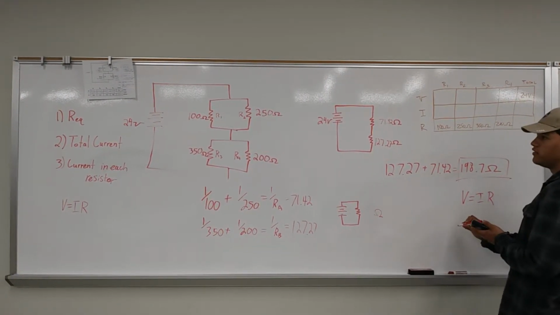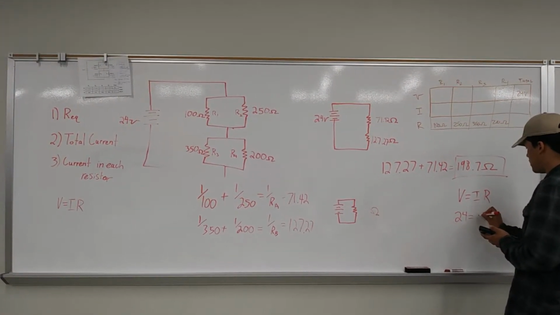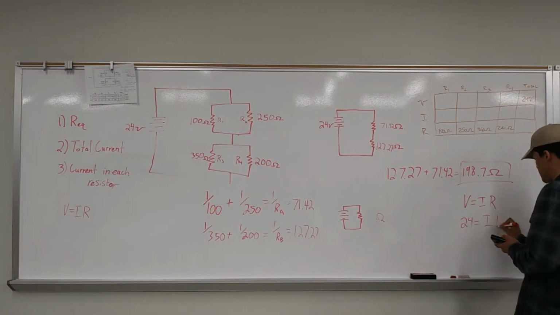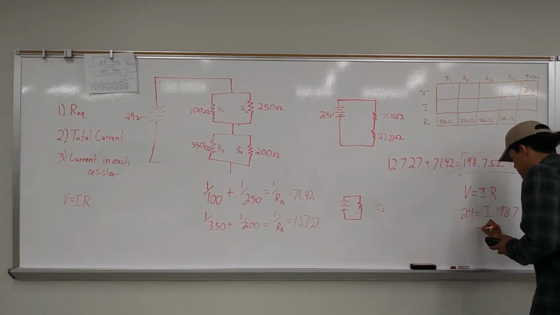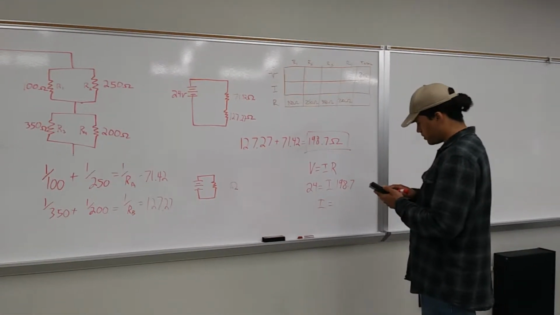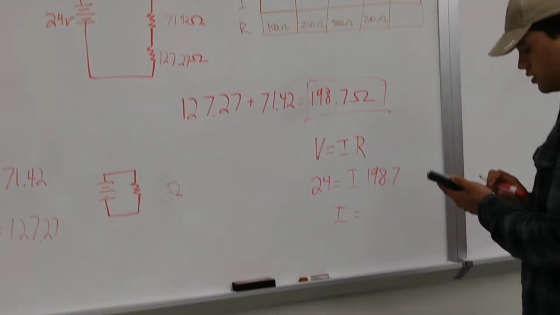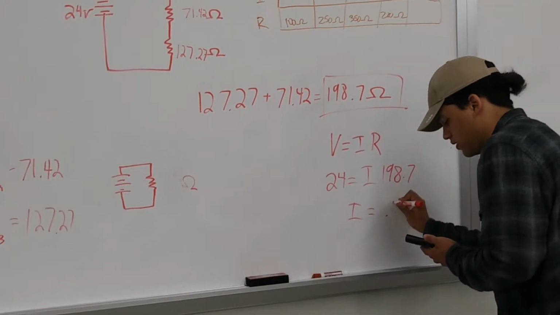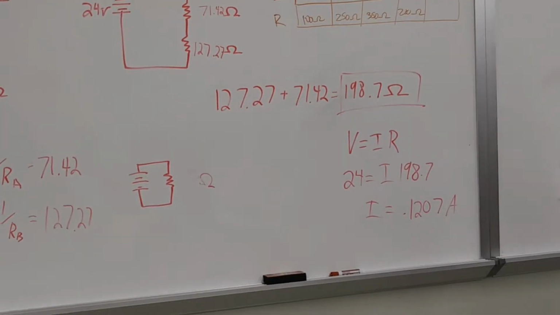So we know the voltage is going to be 24. We know that the resistance is going to be 198.7, and we're trying to find out what I is, and so we're going to divide 24 by 198.7. That's going to give us a current of 0.1207 amps.